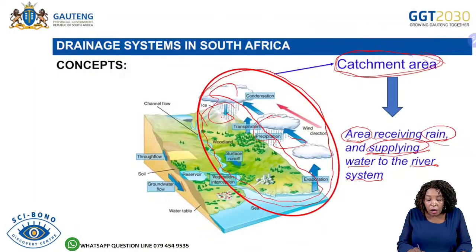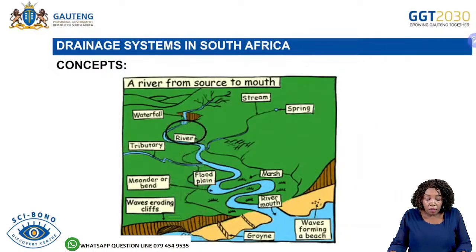So when we look at all the water that will then be moving down to join this main stream, it forms part of the catchment area. So the area where rain falls, which is the high-lying area, obviously. This whole area collects the rain, and then supplies this water to a river system. We refer to it as a catchment area. So you should be able to define it in that form.